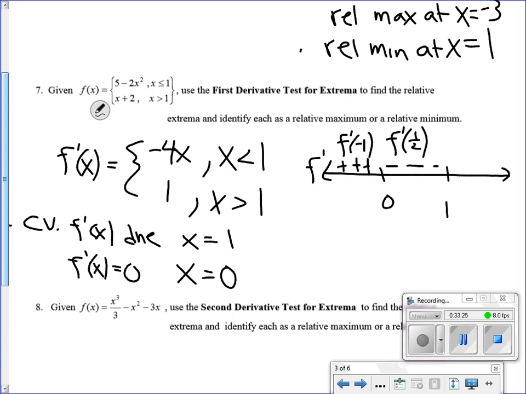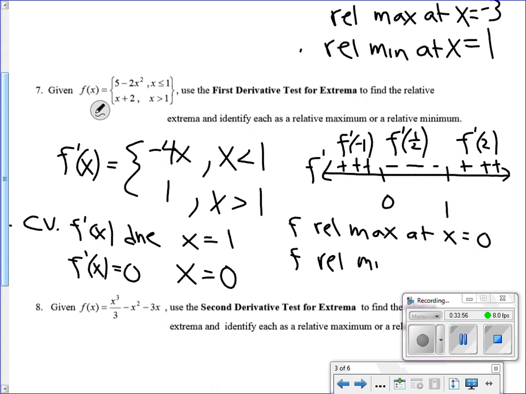Now I take a number greater than 1, such as 2. And for that, I'm going to use the second branch. So the derivative equals 1, which is positive. Okay, so we have some sign changes. So that means we've got relative extrema. So f has a relative max at x equals 0 because the derivative is changing from positive to negative. And it has a relative min at x equals 1 because the derivative changes from negative to positive.